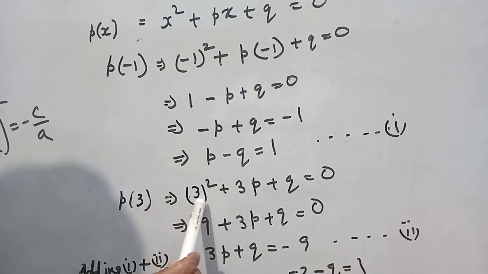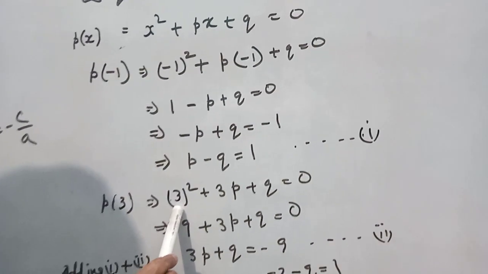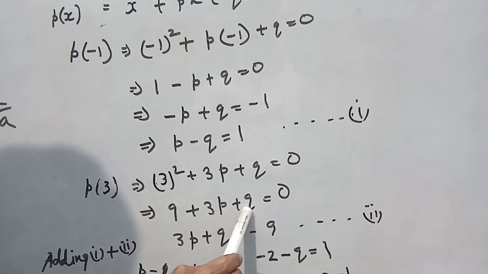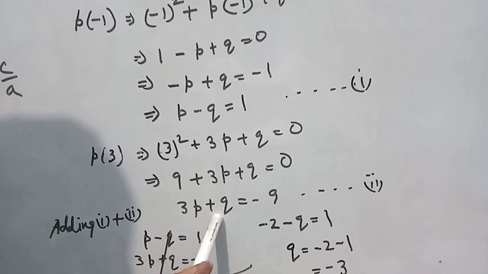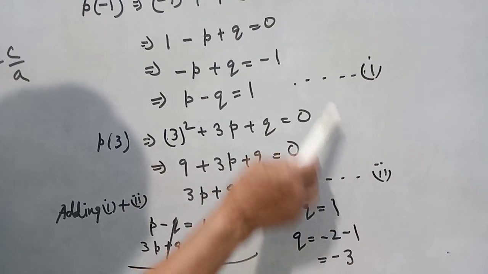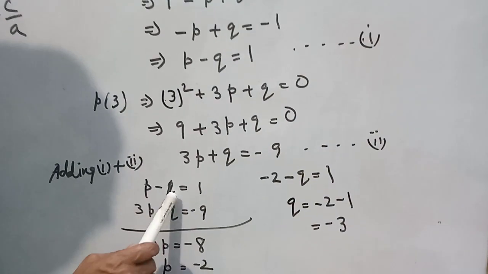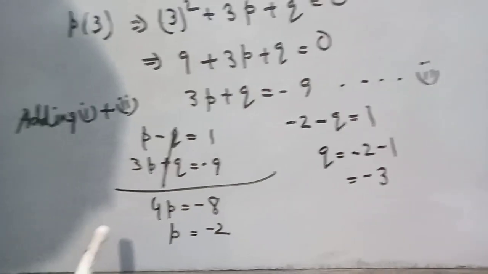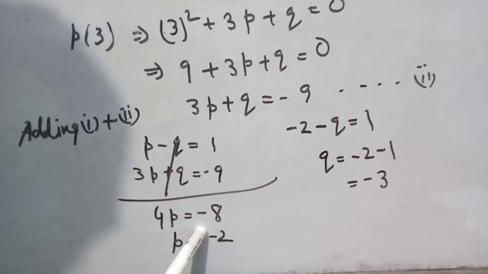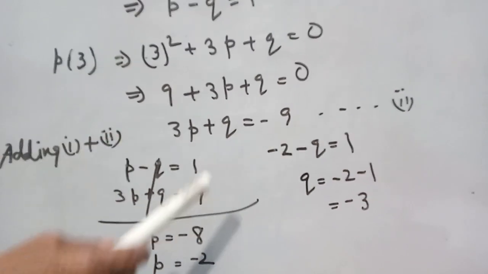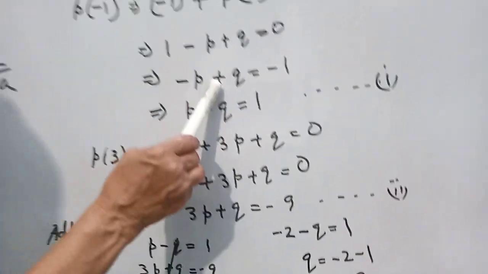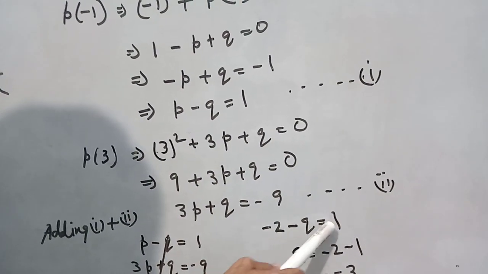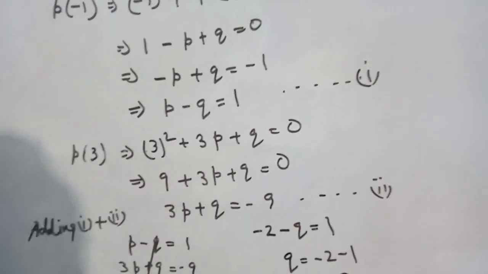And here, instead of x, we put 3. 3 whole square, that is 9, plus 3p plus q equal to 0, so 3p plus q equal to minus 9. Solve 1 and 2. p minus q equals 1, 3p plus q equals minus 9. These two will cancel. 4p equal to minus 8, p equal to minus 2. Now put the value of p in 1: minus 2 minus q equal to 1. So q equal to minus 3.